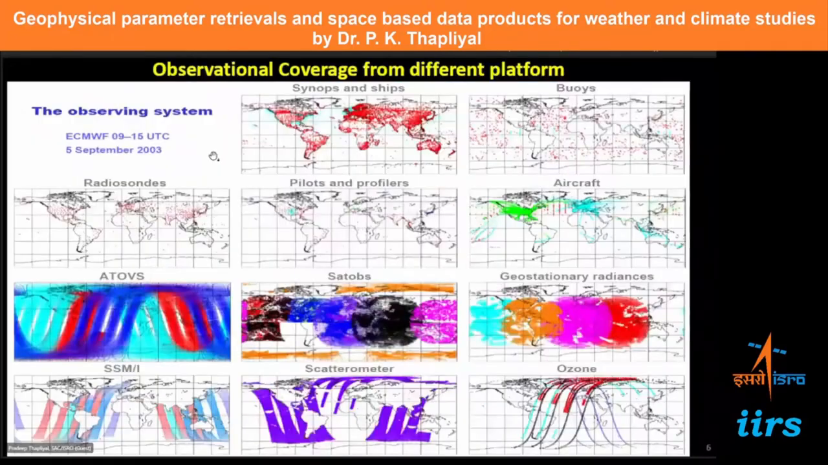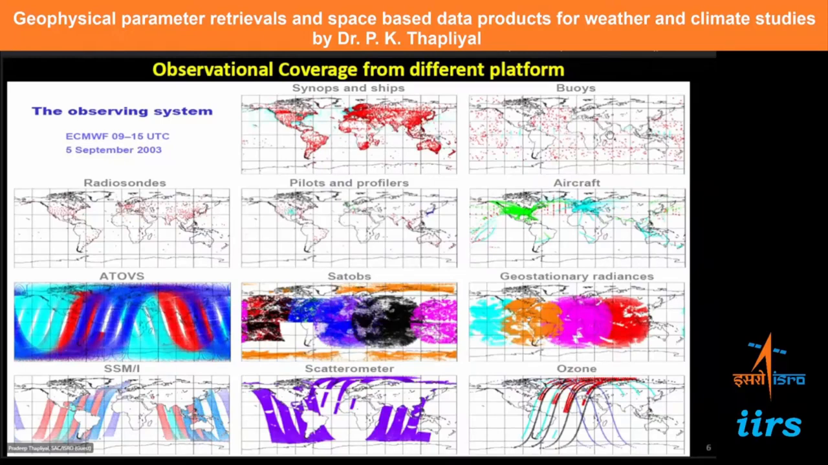Now you can see here one example. If you have AWS over this entire globe, you can see red dots over land, and over the ocean you can see a few dots from buoys. So it mostly covers land mass, and over the ocean there are large data gaps when we are talking about this synoptic measurement.